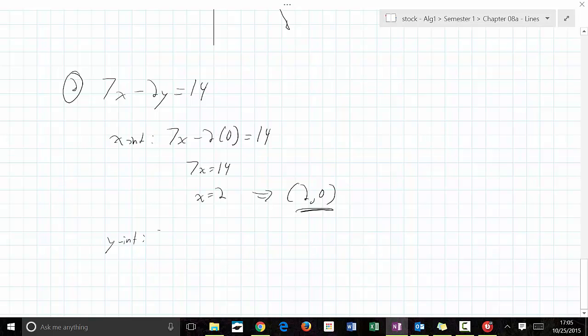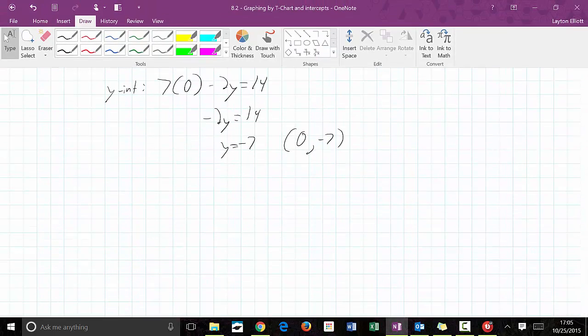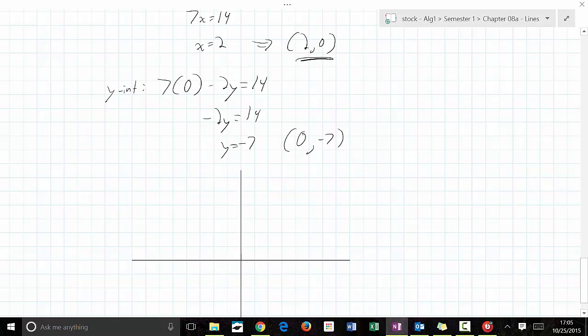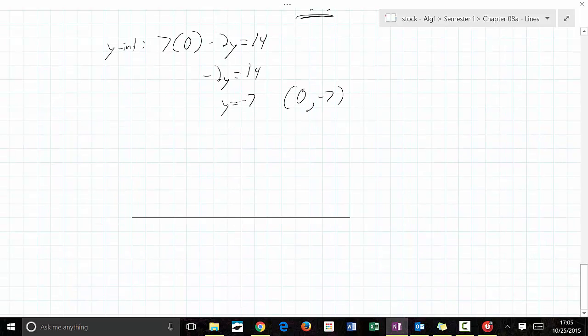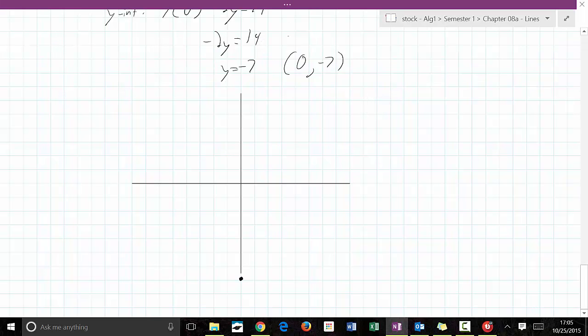Here's a y-intercept. I'm going to let x be 0. So to find a y-intercept, I let x be 0. So 7 times 0 minus 2y is equal to 14, or negative 2y is equal to 14, or y is negative 7. So my ordered pair is 0, negative 7. Then I'm going to finally graph this on a grid. 0, negative 7 is right or left 0 and down 7, so it'd be right here, if I kept that going down just a little bit more.